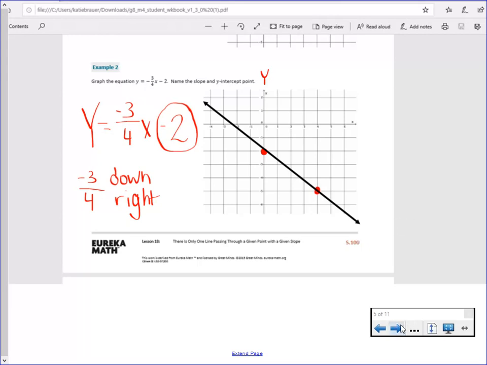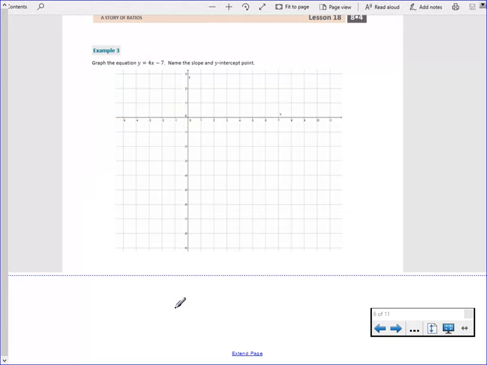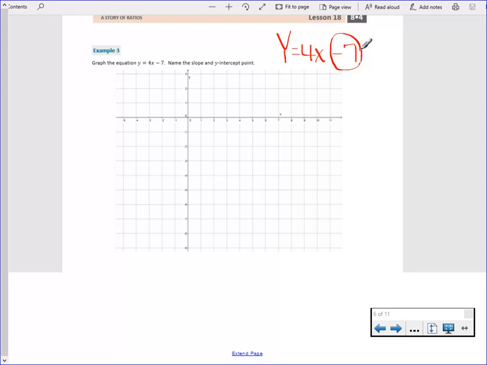All right, moving on. We have another equation. So the equation is y equals 4x minus 7. This minus 7 right here is the first thing we want to do. That's called your y-intercept. Y-intercept is just a fancy way of saying go to your y-axis, which is right here, the one that goes up and down, find -7, and make a point.